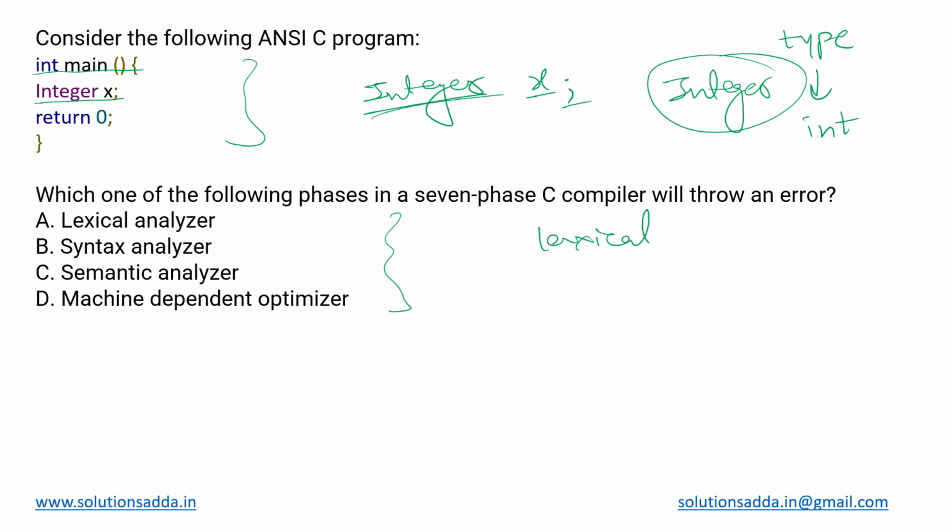So now what does this lexical analysis phase do? It says that integer and x are both different identifiers. So it successfully parses that and converts it into a stream of tokens. So there is no error in this lexical phase.